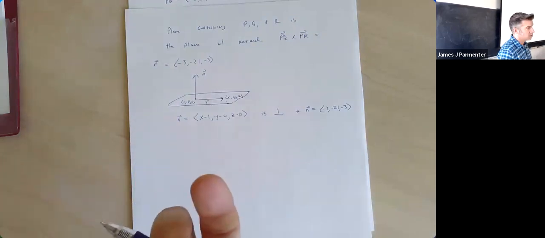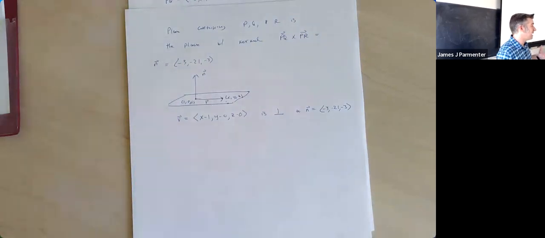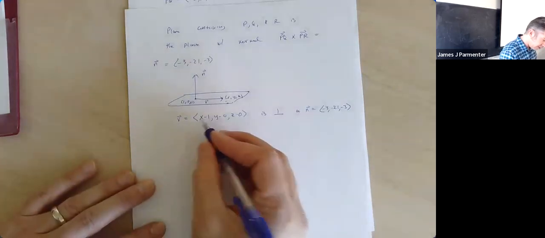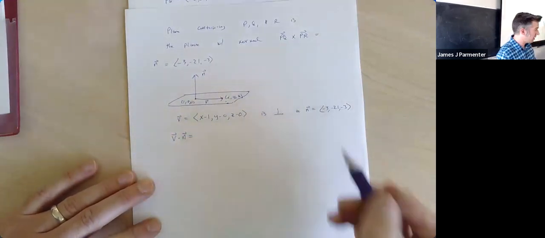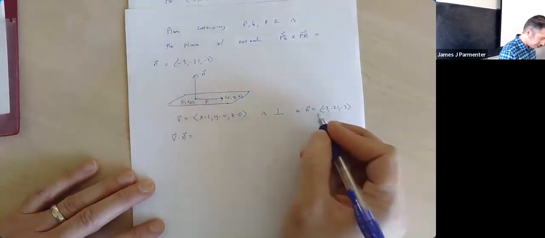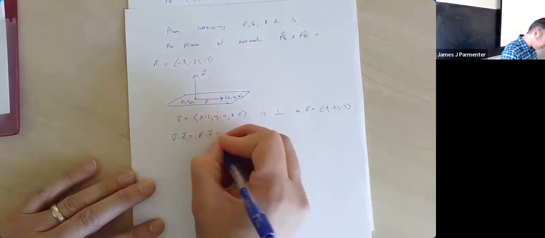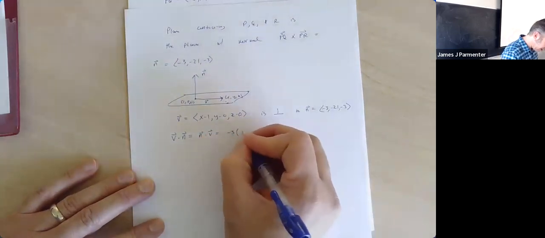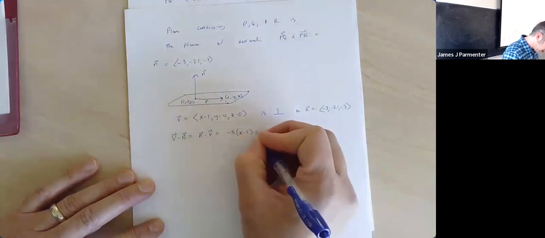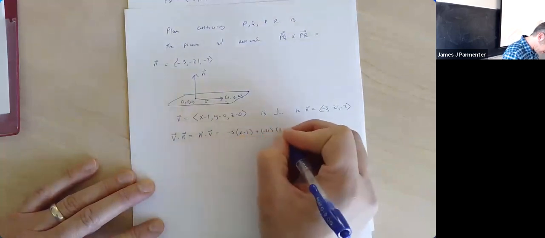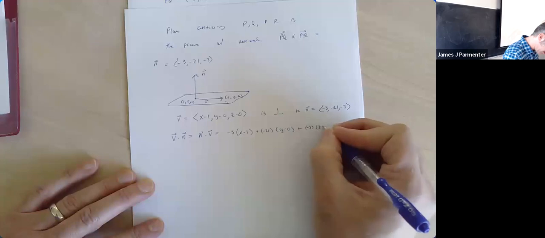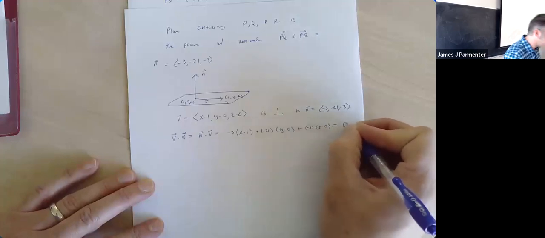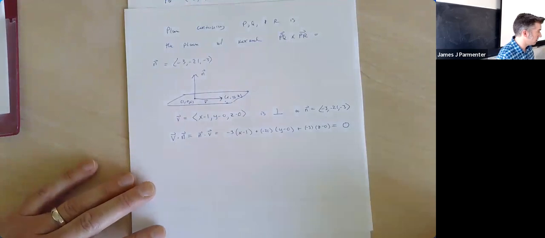But what's the true thing about perpendicular vectors? The thing we often use is that their dot product has to equal 0. So if we take the dot product of V and N, which is literally just the components multiplied together, I should have written it as N dot V, but it doesn't really matter. It's going to be -3 times (x minus 1) plus -21 times (y minus 0) plus -3 times (z minus 0). That dot product has to equal 0 because those vectors have to be orthogonal to each other.